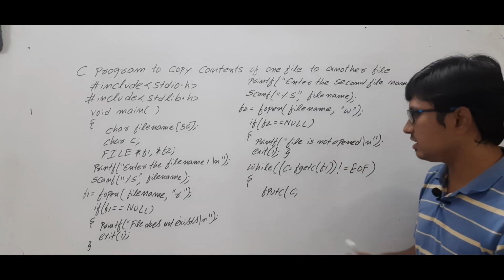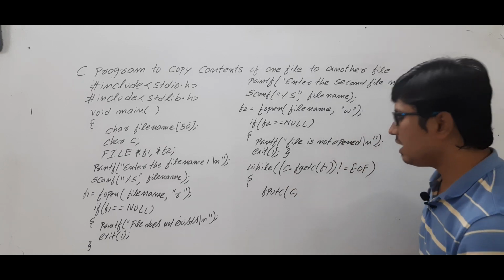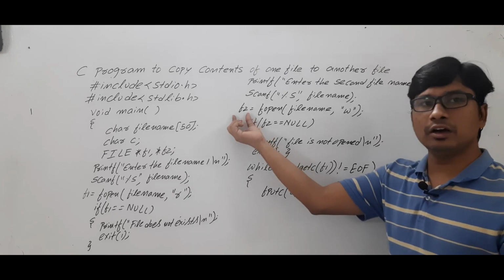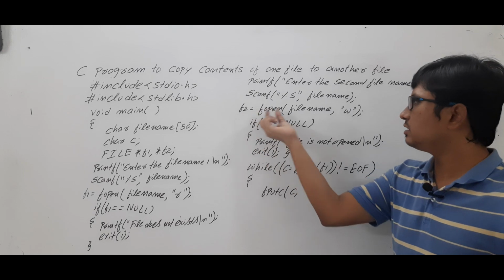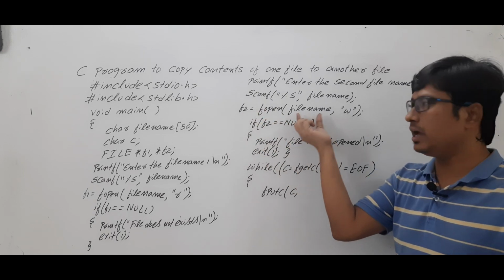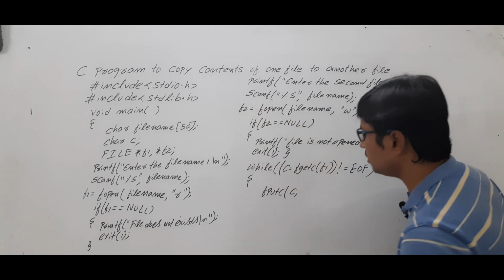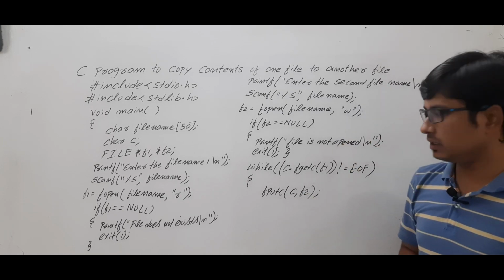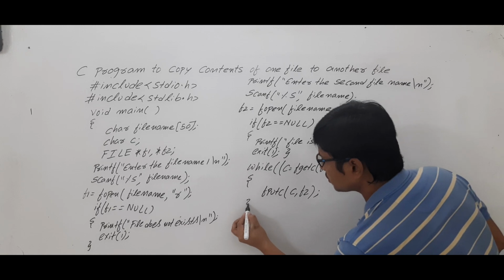So now you need to specify which character you want to put into the file or copy into the file. The character is there in the variable called c, okay, and in which file you want to copy, you need to specify the file pointer, that second file you want to copy to, which is pointed to by the pointer called f2. So you need to mention this one. Then you need to close the loop.